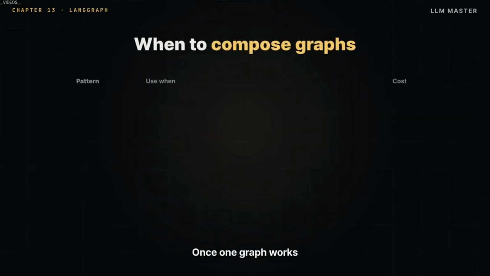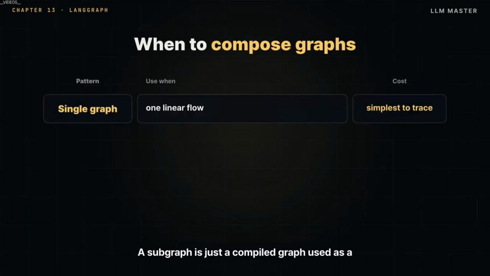Once one graph works, you want to compose several. There are 3 moves worth knowing. A subgraph is just a compiled graph used as a node inside a bigger graph. Great for a reusable subflow, and it can even keep its own private state keys that the parent never sees, as long as the shared keys line up.